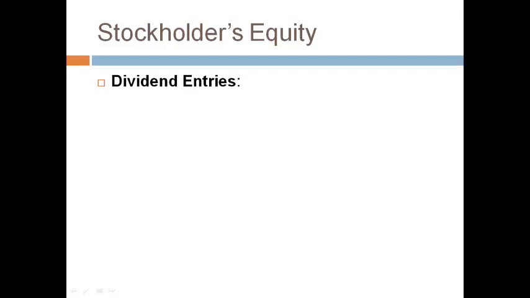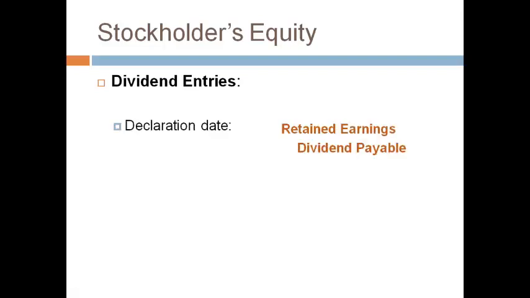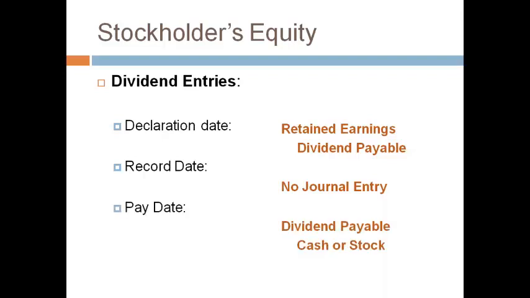There are three dates associated with dividends. First, the board declares the dividend. Dividends always reduce retained earnings. A liability is initially recorded. The second date is the record date. Shareholders that own the stock on the record date will receive the dividend. This date is used only to determine the names of shareholders that will receive the dividend. The third date is the pay date, the date the cash dividend will be paid or the stock dividend will be issued.